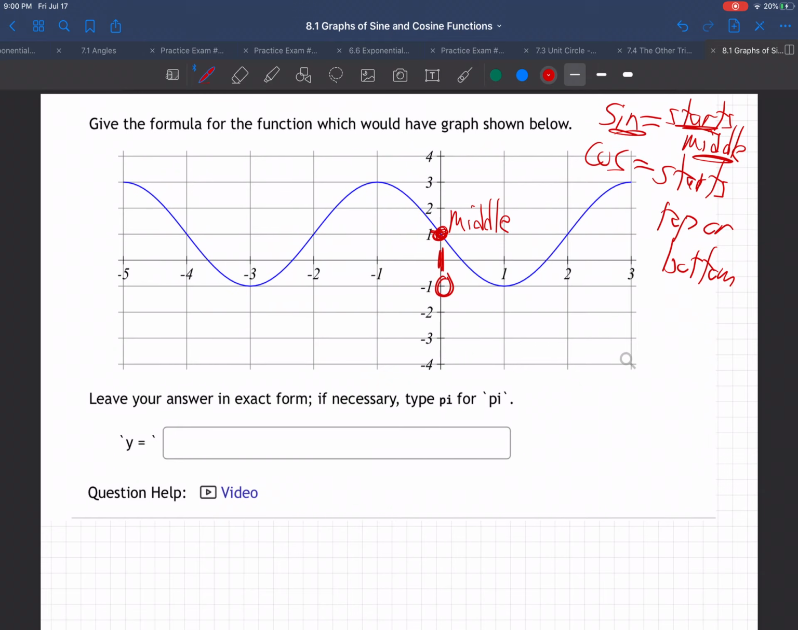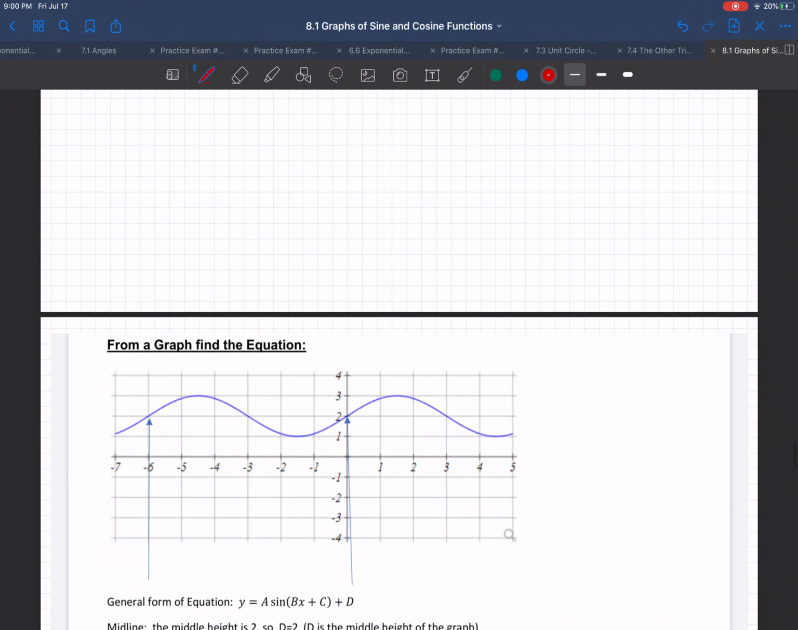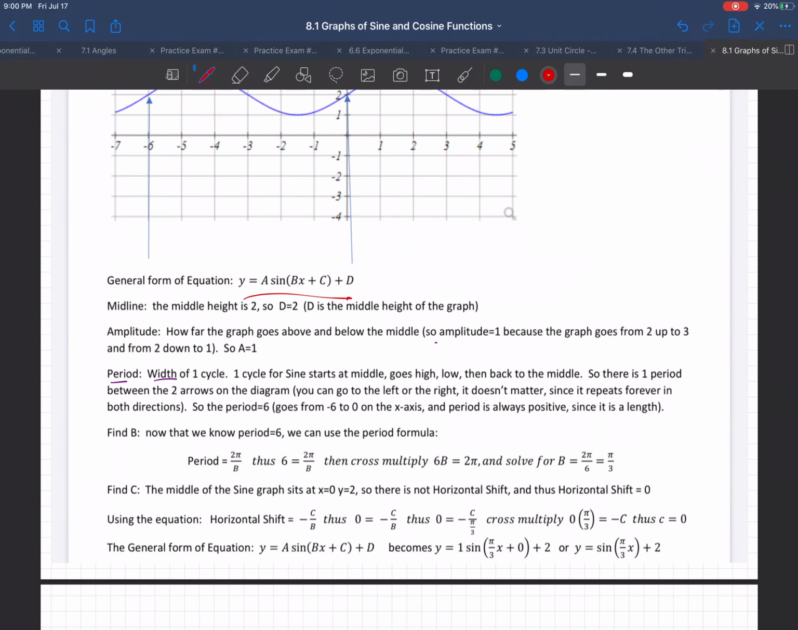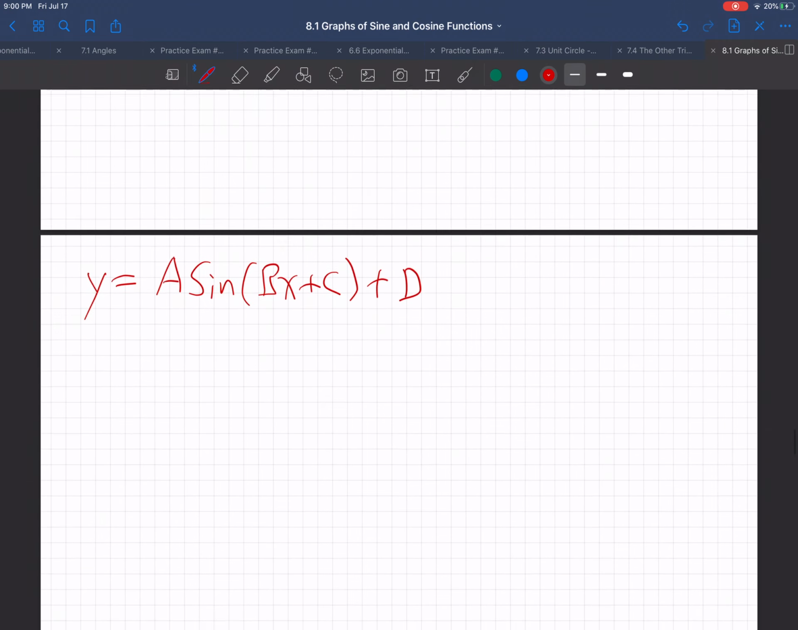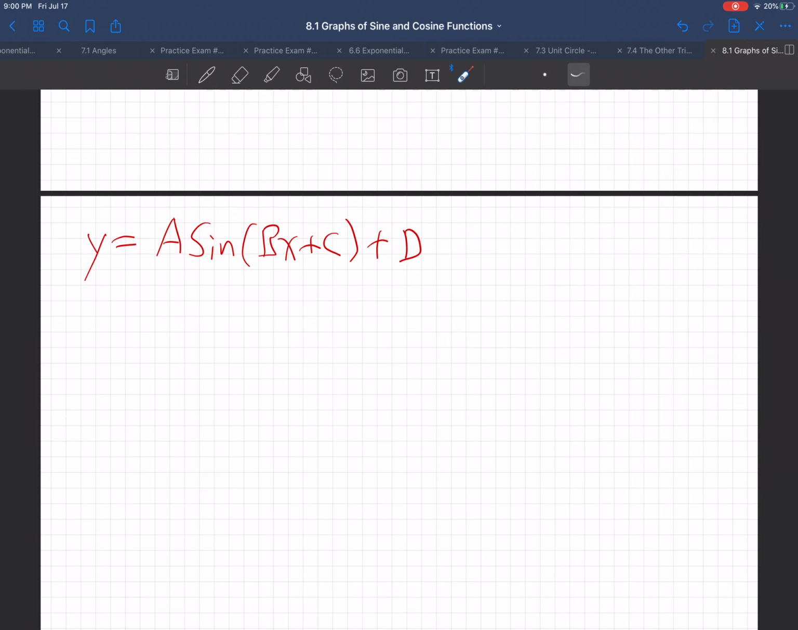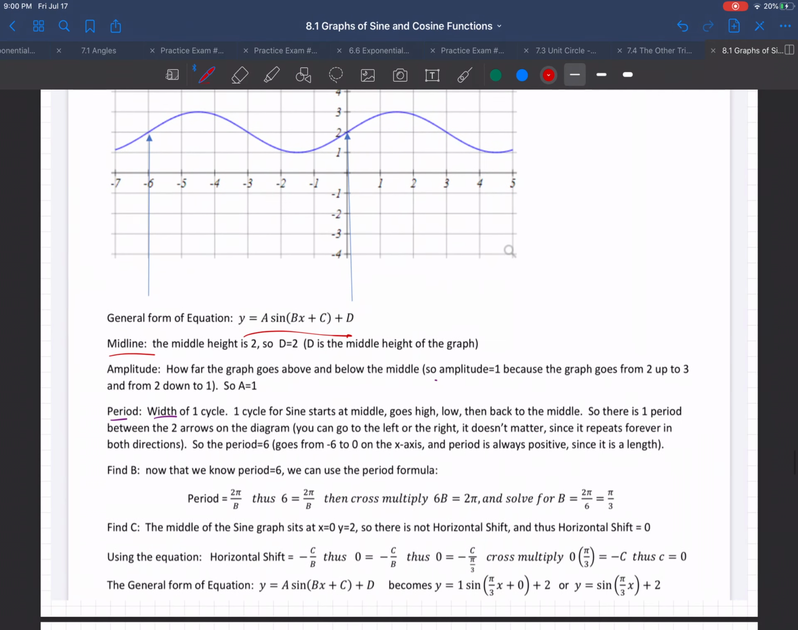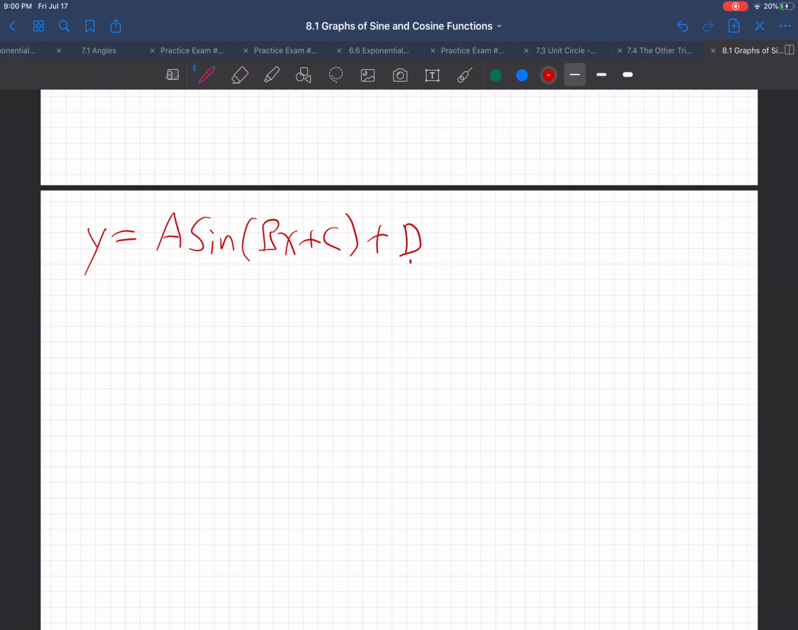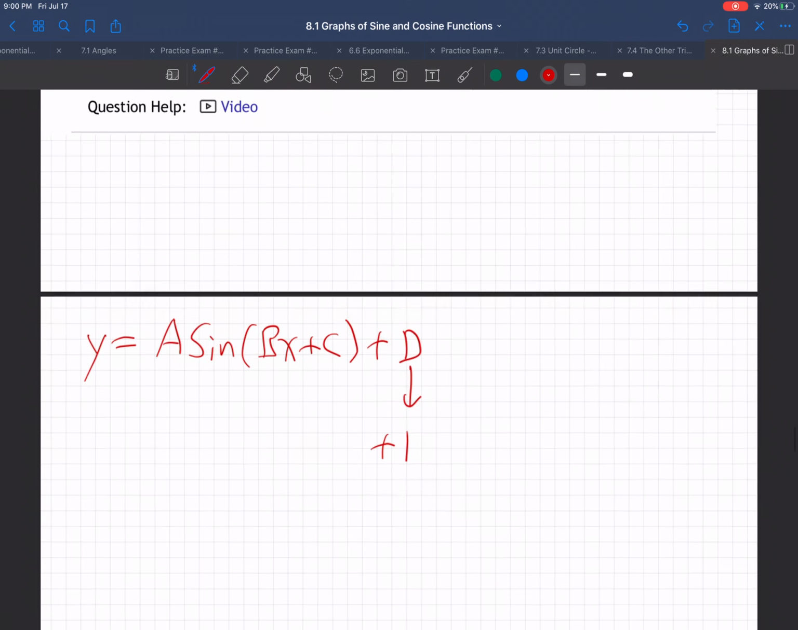What does it say next, if you look at the notes? Next it says, write the general form and find the midline. Okay, so let's look at the midline here. The midline goes right through the middle. Looks like it's 1. And it goes above and below that by 2, doesn't it? That's the amplitude. So the middle, and that's D, it says right here: find the midline. D is the middle height of the graph. So we know that D is positive 1.